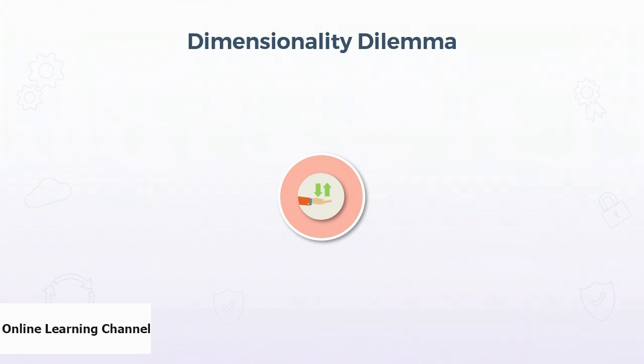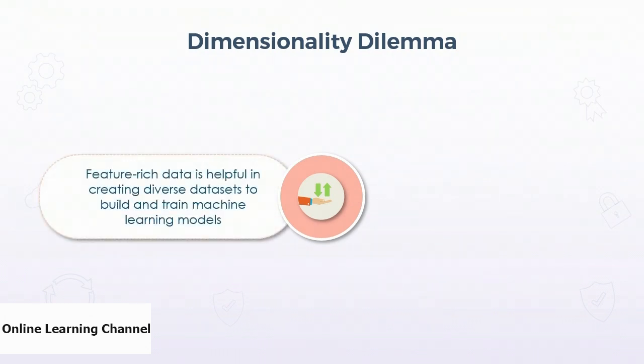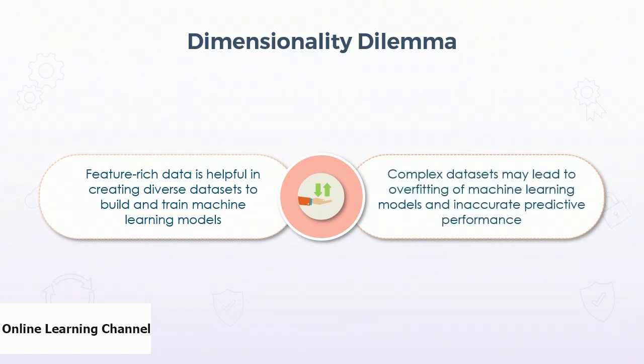As the number of features increases in a dataset, the number of samples or observations in the dataset also increases proportionally. This is helpful in creating a diverse set of training data to build and train machine learning models. However, as the number of features increases, the complexity of the algorithm and models also increases. This often can lead to overfitting of machine learning models, where they end up getting trained and thus depend on a large number of features, resulting in an inaccurate predictive performance using real-world data.